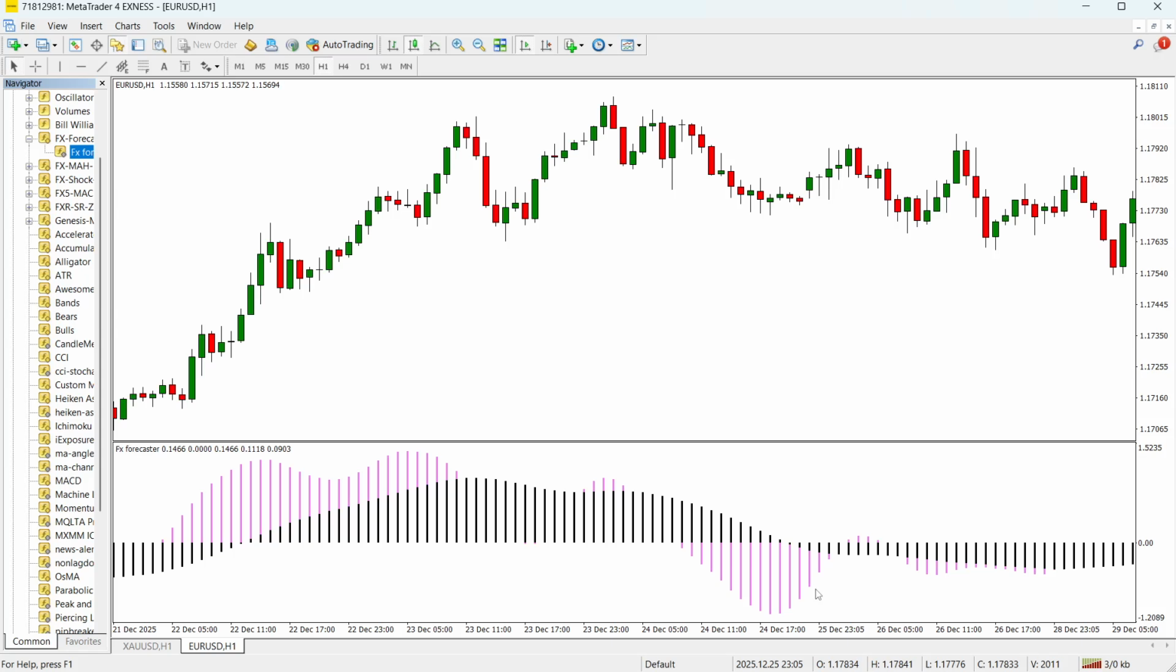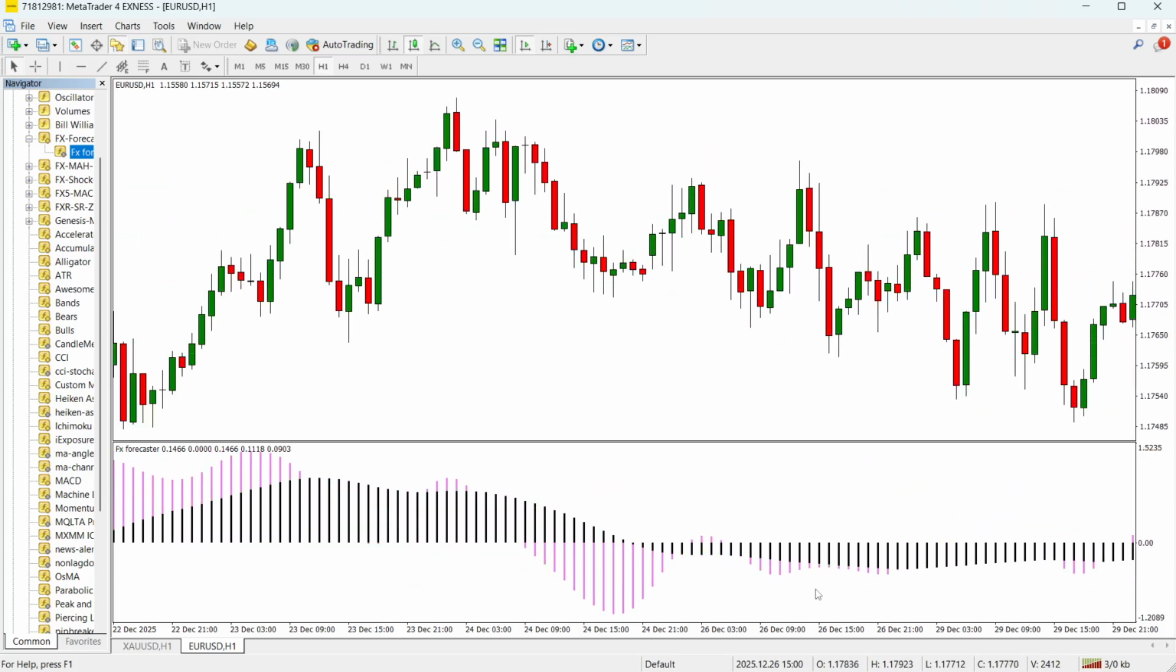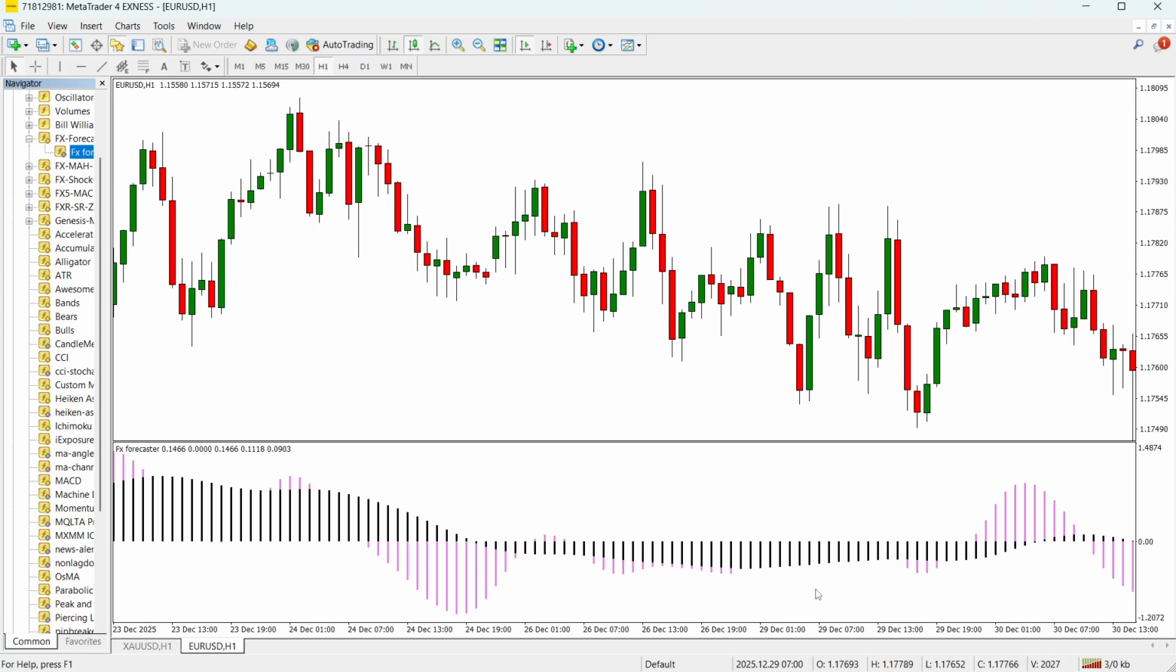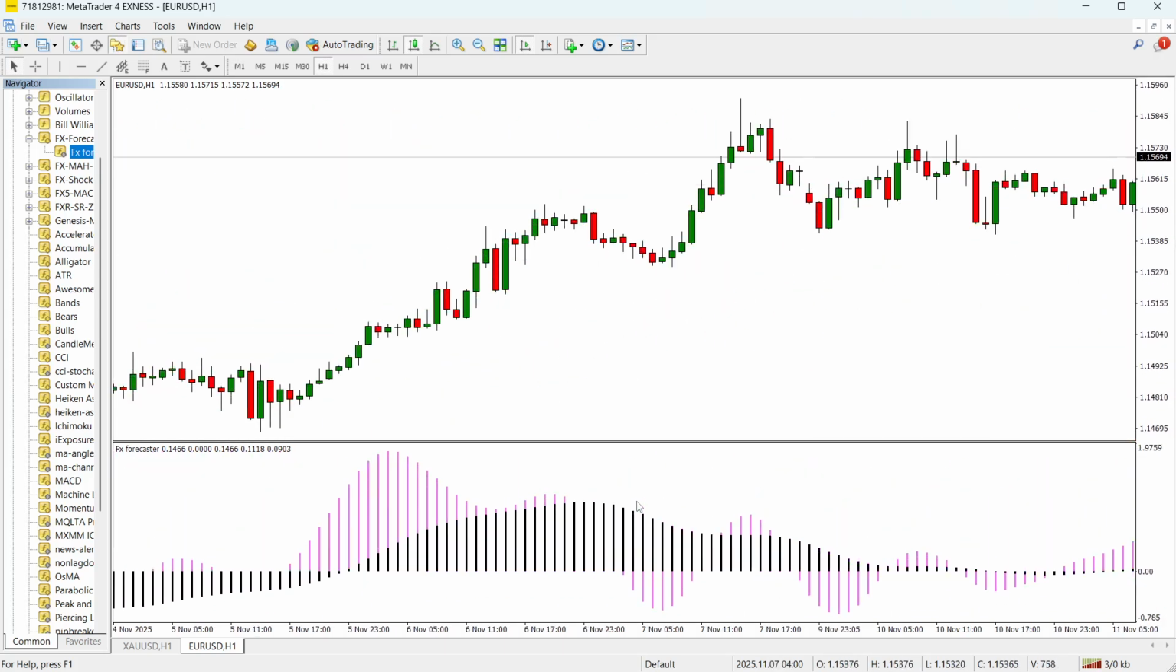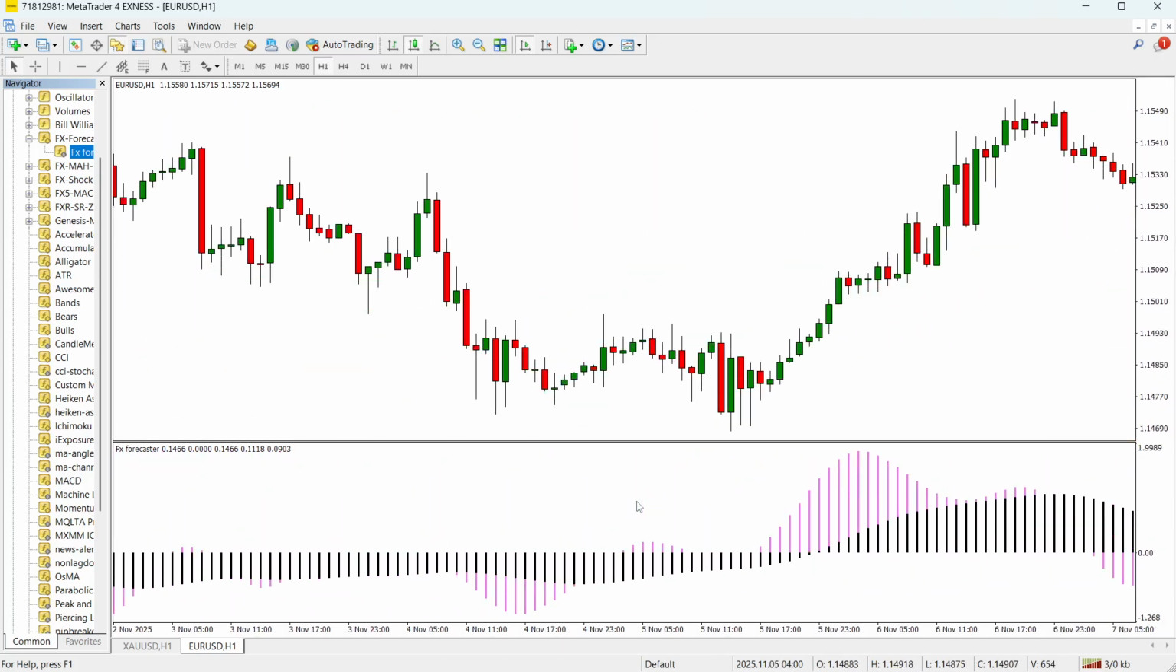Bars above zero reflect bullish pressure. The higher they extend towards the upper boundary, the stronger the positive momentum. Bars below zero reflect bearish pressure, and deeper pushes towards the lower boundary show increasing downside momentum. When the histogram shrinks back towards zero after a strong run, it visually suggests that the current move may be losing strength and that conditions might be shifting.